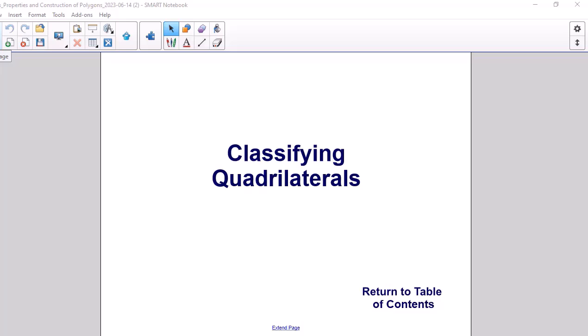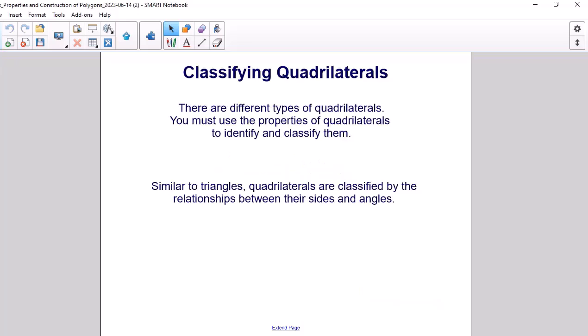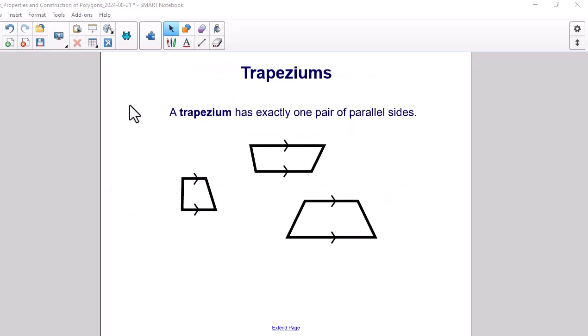Classifying quadrilaterals. There are different types of quadrilaterals, and you must use the properties of quadrilaterals to identify and classify them. Similar to triangles, quadrilaterals are classified by relationships between their sides and angles. A trapezium has exactly one pair of parallel sides.